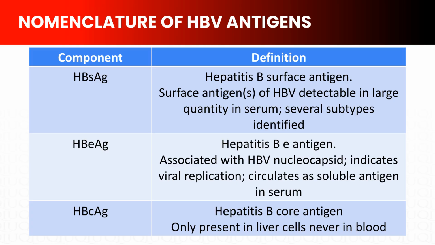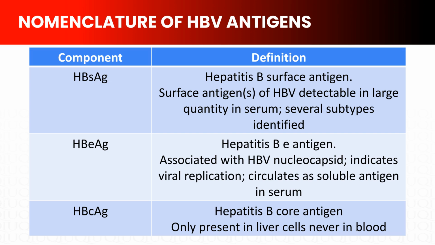Before we dive into pathogenesis, you must understand HBV terminology. There are three key antigens, and this can seem confusing at first, but let's break it down systematically. First, HBsAg, hepatitis B surface antigen. This is found on the surface of the virus and is detectable in large quantities in serum. There are several subtypes. Think of this as the virus's outer coat marker.